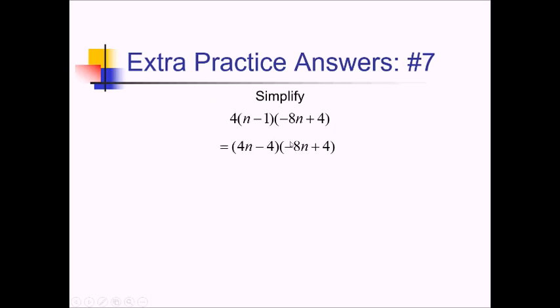And now I'm going to multiply just these two parentheses together using FOIL, or just basically distributing 4n and negative 4 to each thing in the second parentheses. So we have 4n times negative 8n. That's negative 32n squared. And then 4n times 4 is going to be positive 16n. Minus 4 times negative 8n, that's positive 32n. And then finally, negative 4 times positive 4 is negative 16. Combining like terms, we have negative 32n squared. This will be positive 48n, and then we have a minus 16.